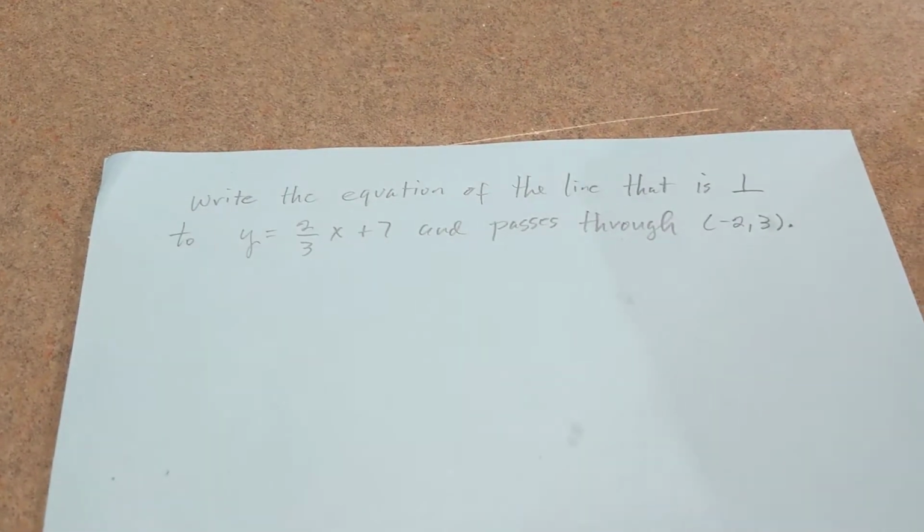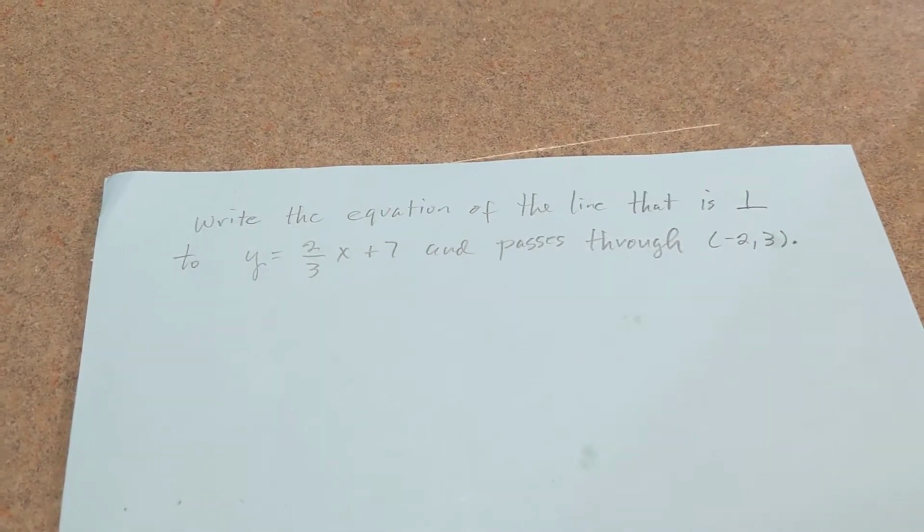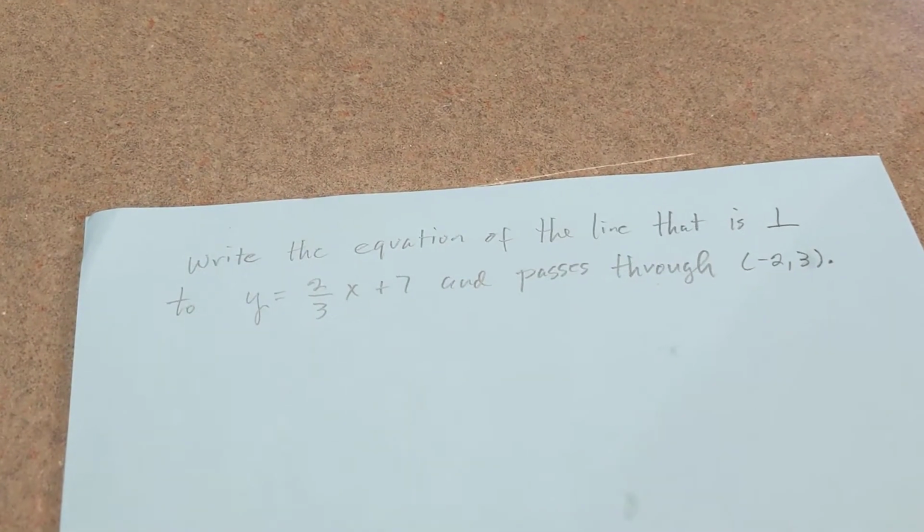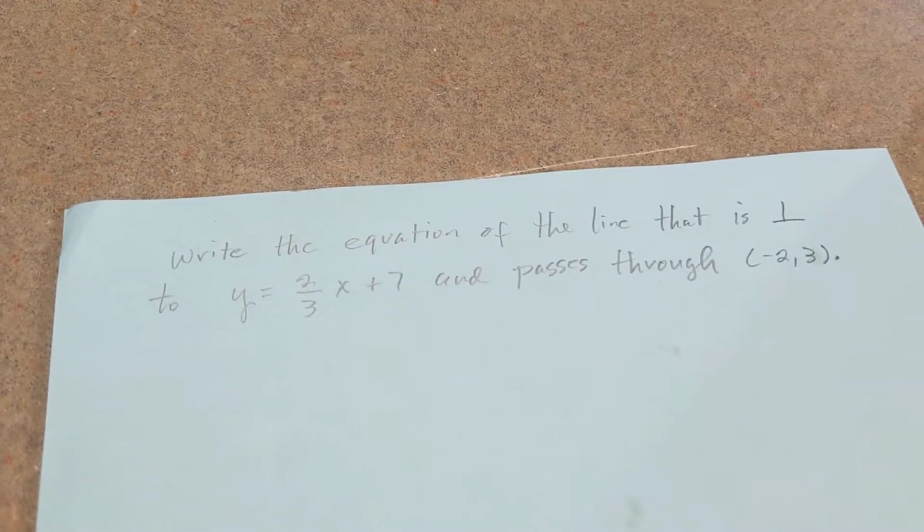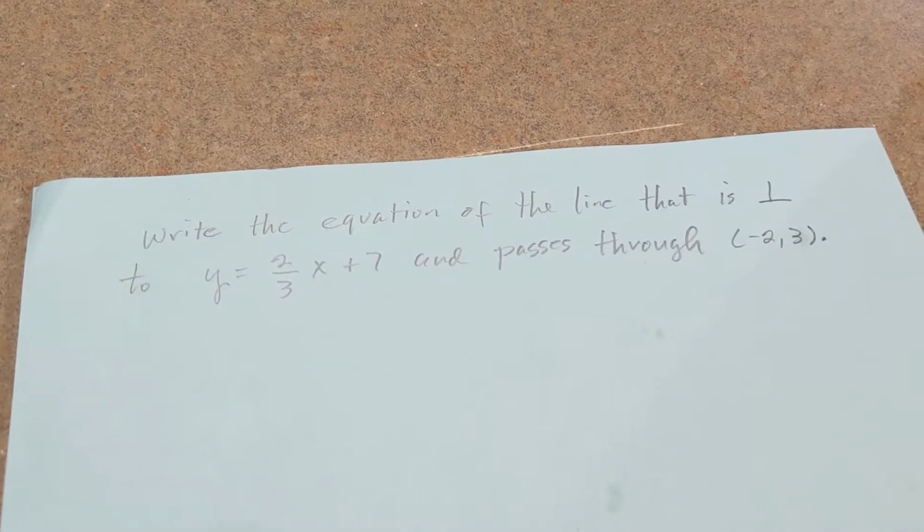All right, this equation says write the equation of the line that is perpendicular to y equals 2/3 x plus 7 and passes through the ordered pair -2, 3. The first thing that you need to know about this problem is that lines that are perpendicular to one another have negative reciprocal slopes, or some books say opposite reciprocal slopes.